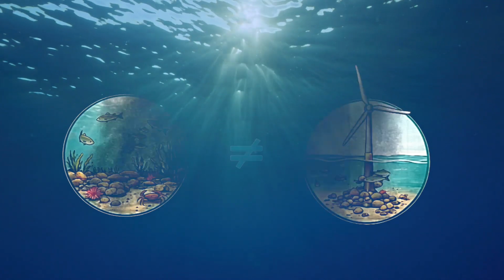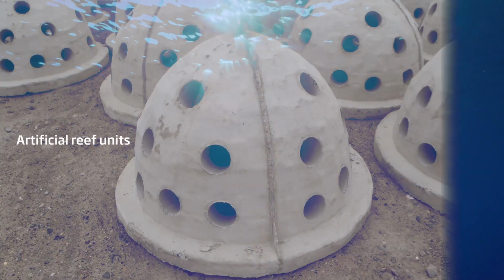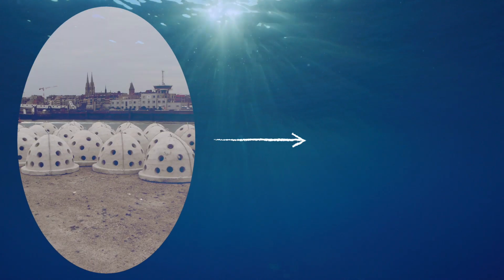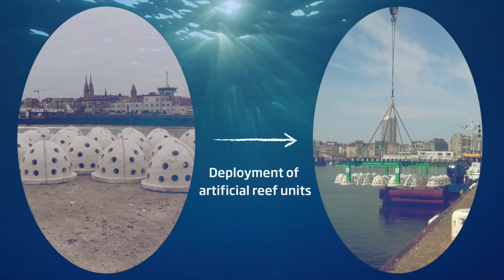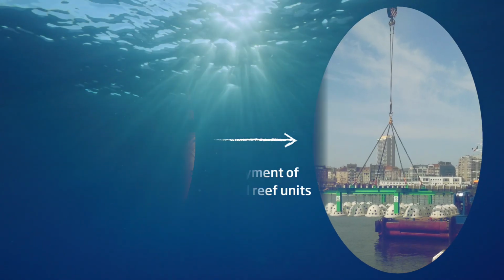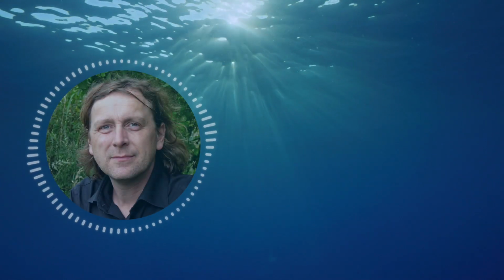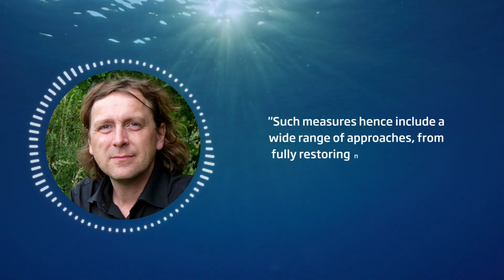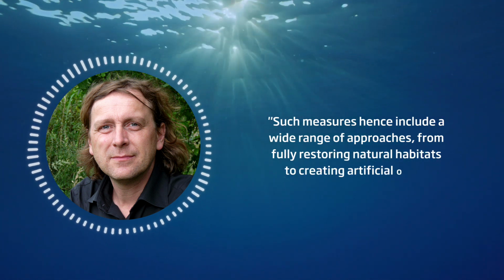Examples include eco-designed harbor walls or artificial reefs placed in offshore wind farms. These structures can attract life, but they are artificial and do not replace natural habitats. These examples are all referred to as nature-inclusive design measures. Such measures hence include a wide range of approaches, from fully restoring natural habitats to creating artificial ones.